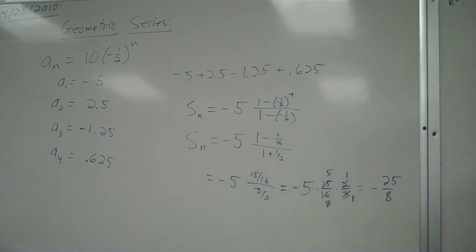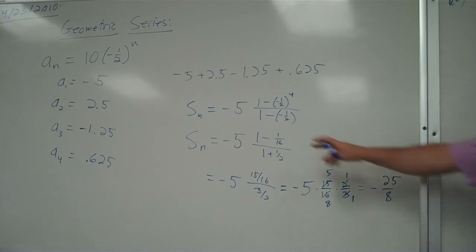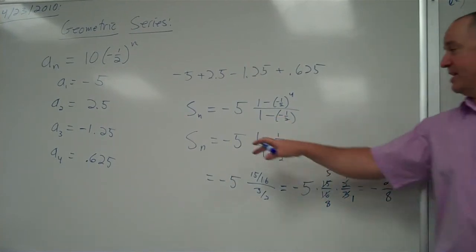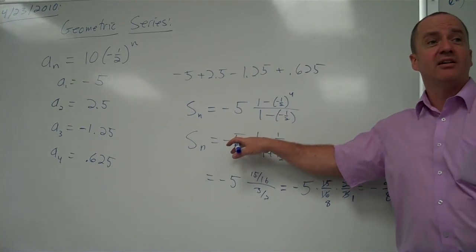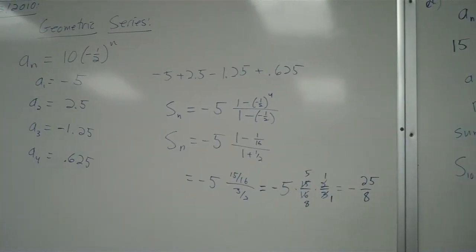Wait. Where did you get the 15 over 16 from? 1 minus 1/16. I would have to make 1 into 16 over 16, and then subtract the fractions, which should get me 15 over 16.